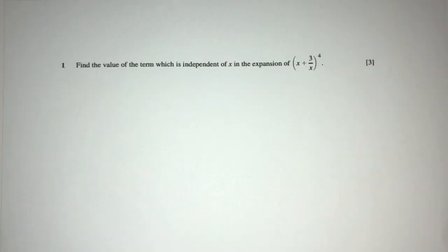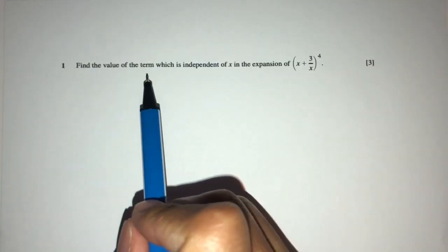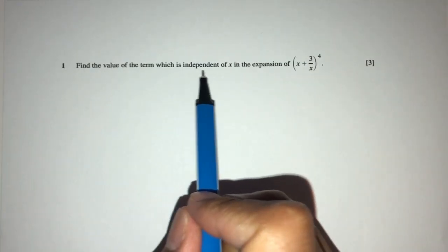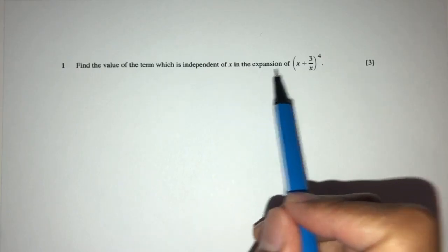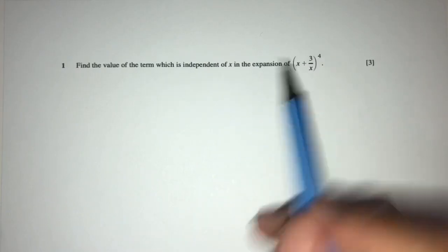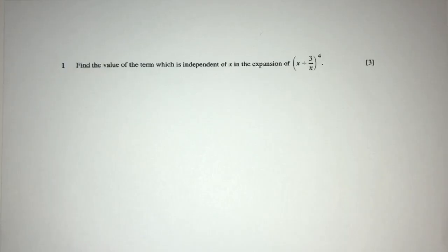This one is paper 1 for A-level math for the year October-November 2002. Now with that being said, let's move on to question number 1. So here we have to find the value of the term which is independent of x in the expansion of this expansion. So let's see.